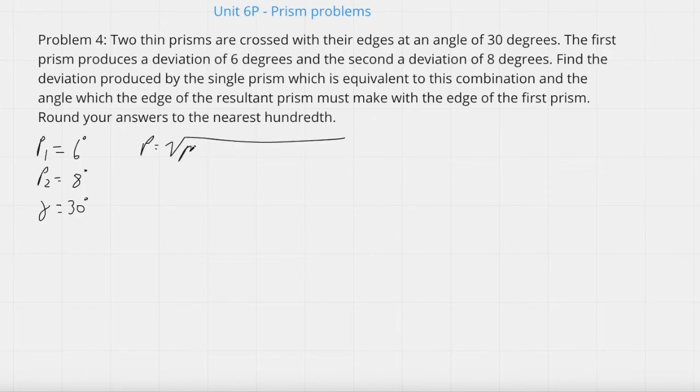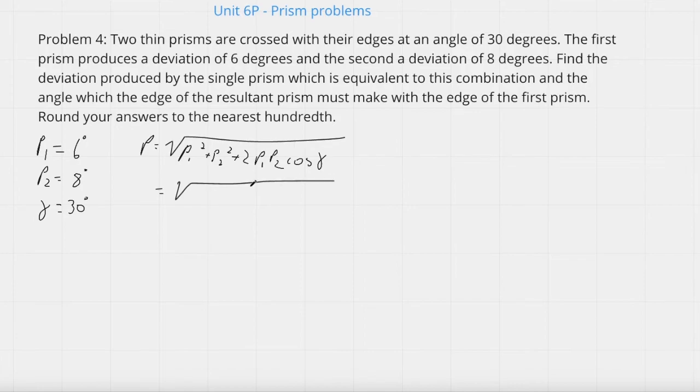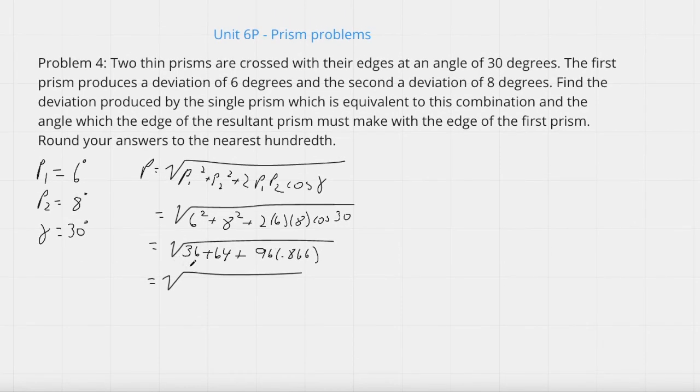So P1 is 6 degrees, P2 is 8 degrees, gamma is 30. We'll plug into the square root of P1 squared plus P2 squared plus 2P1 P2 cosine gamma. So we get square root of 36 plus 64 plus 96 times the cosine of 30, which is 0.866. And we have P is the square root of 183.1, which equals actually 13.53 degrees if you wanted to go to the hundredths place.